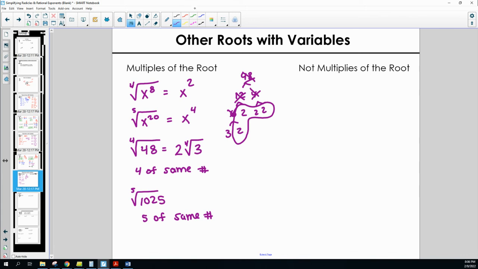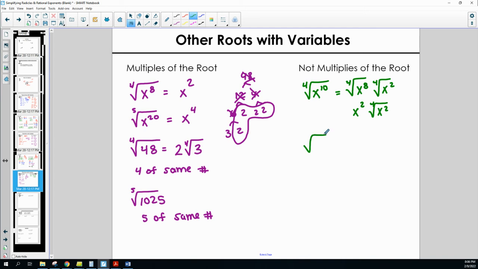All right, and then when it's not multiples of the root, we're going to follow what we did for the cubics. So if I have the fourth root of x to the 10th, 10 is not divisible by 4, so I'm going to break this into something that is divisible. So I'm going to break it into 8 and 2. You always want to go to the closest multiple without going over. 8 divided by 4 is going to give me x squared, and then I have the fourth root of x squared left over.